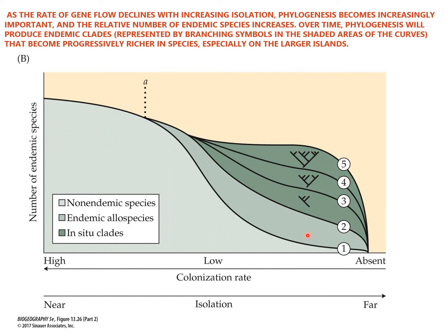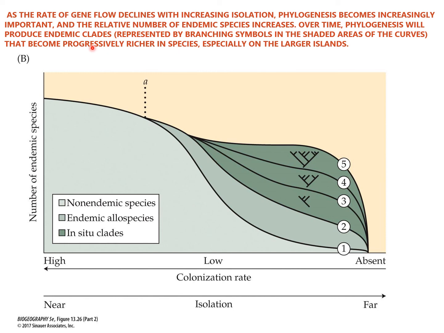And if we wanted to look at this in the same way, but a little more detailed, we can say, as the rate of gene flow declines with increasing isolation, phylogenesis becomes increasingly important to the number of species, and the relative number of endemic species increases. So this goes back to this idea of being endemic. You're only found in one location. And here we're talking about island endemics. And so the islands have more endemic species on them because of this isolation.